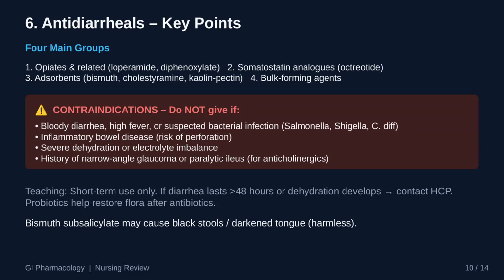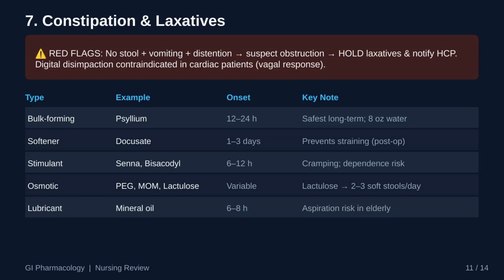For constipation, first rule out obstruction. No stool plus vomiting plus distension means hold laxatives and notify the provider. Bulk-forming agents like psyllium are safest for long-term use when taken with plenty of water. Stool softeners prevent straining. Stimulants work in 6 to 12 hours but risk dependence. Lactulose is used in hepatic encephalopathy with a goal of 2 to 3 soft stools per day.